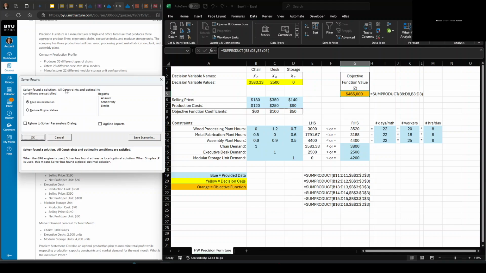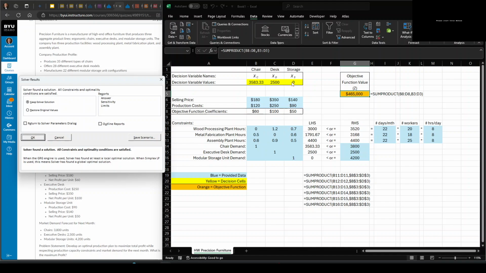It should show you that solver has found a solution. All constraints and optimality conditions are satisfied. So it's saying, okay, I've met all the conditions you told me to. Here's all the constraints, and we'll notice that each one of these is less than or equal to this value over here. And we have a total profit value of $465,000 if we make this amount of chairs, 3,583.33 chairs. It's okay to have 0.33 in here for now. There are other models that are a little bit more specific. But for now we can just consider that they started on a chair this week, and next week they'll finish the chair, right? So it's not a big issue there.